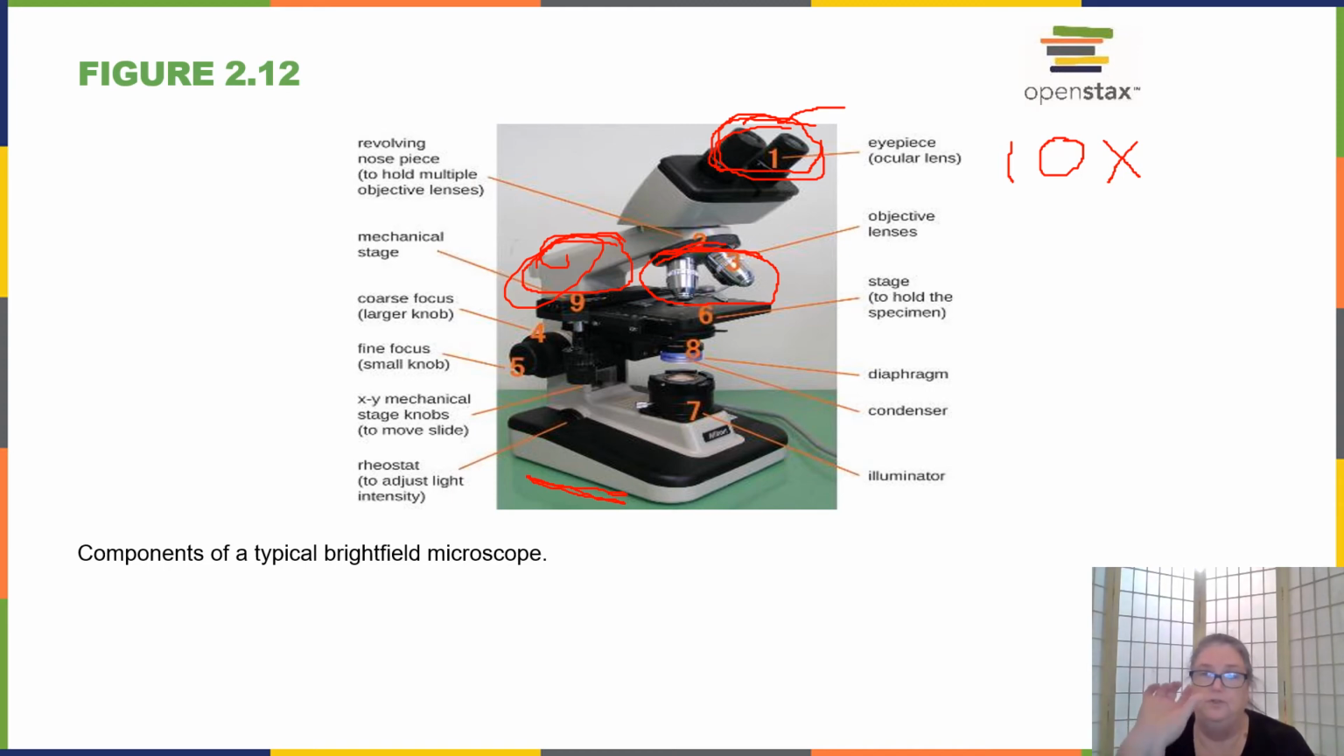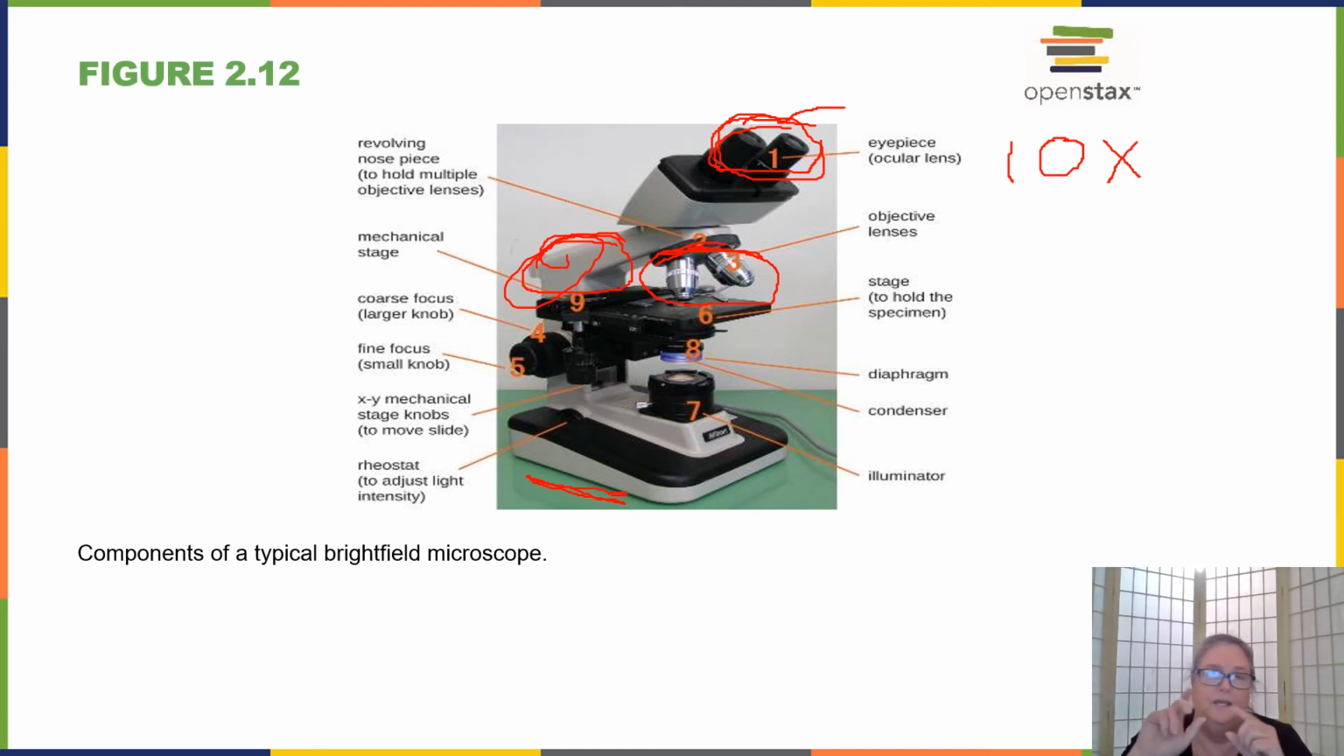When you're switching to another objective, you want to hear it snap in. You want to make sure it's snapped in. You're always going to start on the lowest power, and that's called scanning. And don't get confused with scanning electron. That smallest objective is called scanning because it's going to give you the widest field of view, and it will allow you to scan that slide and see more of the tissue and try to find what you're looking for.